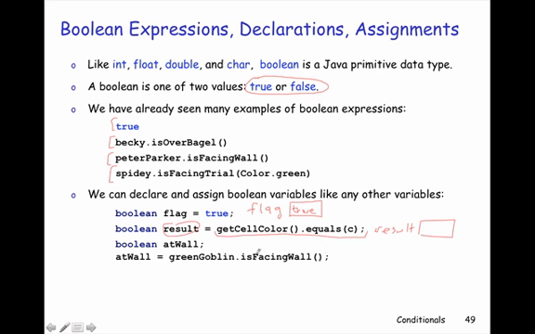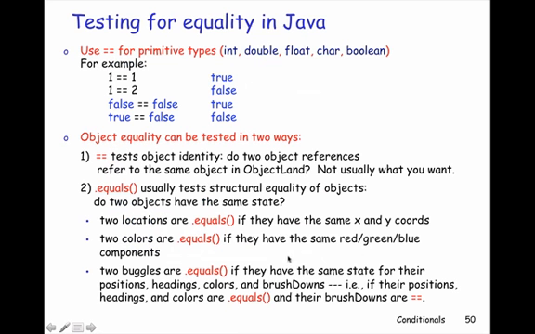And here we declare a Boolean at wall. So that's just the name of a box. And that will contain, later on, the value of whether the green goblin is facing the wall. So that's either true or false. So we can stuff a true or false into a box in all of these ways. One of the ways we can get Booleans in Java is to test two values for equality.